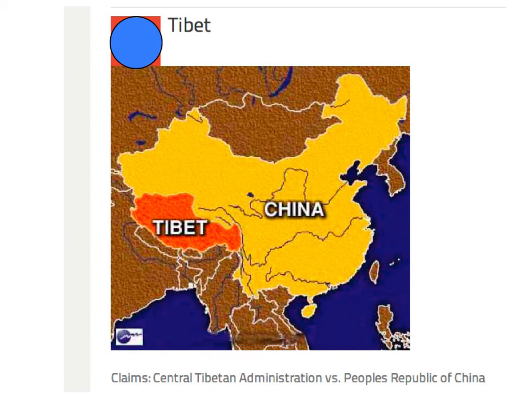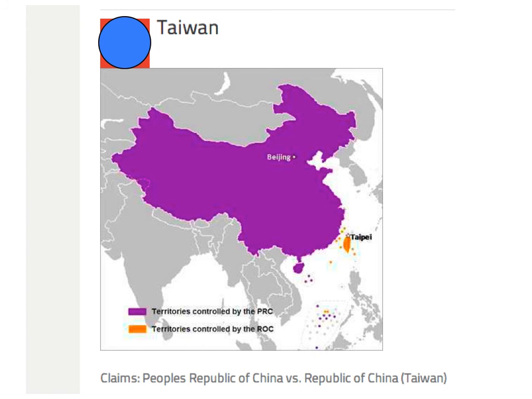Tibet is a disputed region, so the claims are from the Central Tibetan Administration versus the People's Republic of China, and the Tibetan government is in exile. They're not allowed into their own territory, and they're, of course, headed by the Dalai Lama.